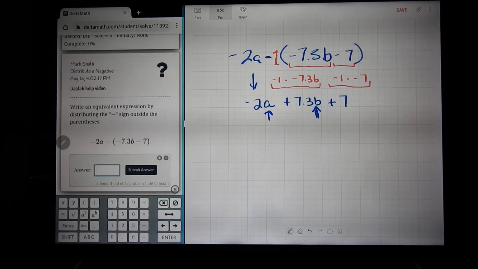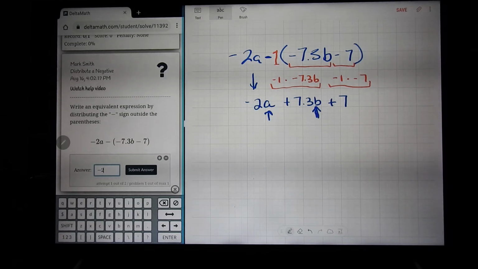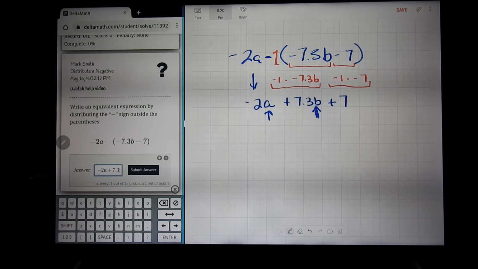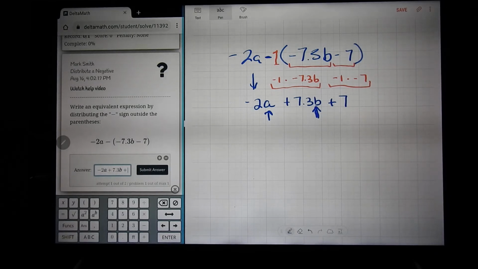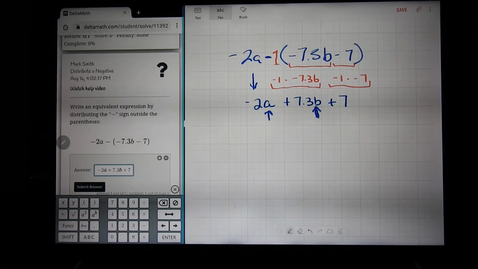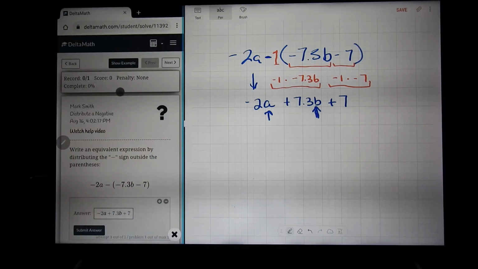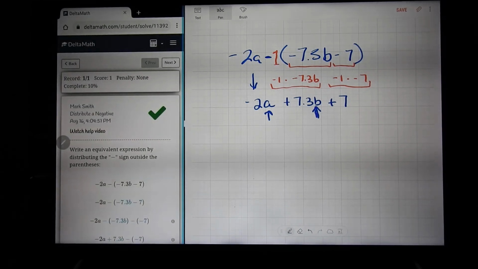So we go over here and we say negative 2a. Where's the a? There we go. Plus 7.3b and plus 7. All right, and it says submit answer. It gives you a chance to check your answer before. I notice that our answer is the same as over here on our scratch paper. So we say yes, and that gives us a nice big green check. Now we can go to the next problem.